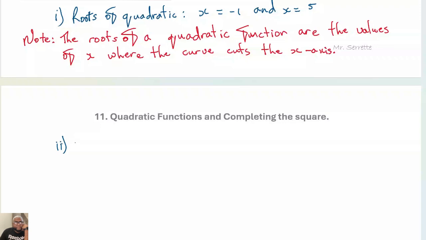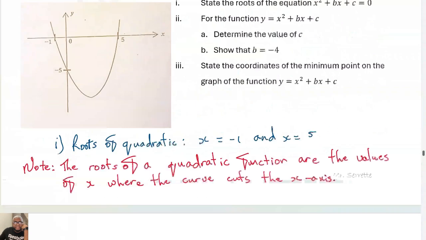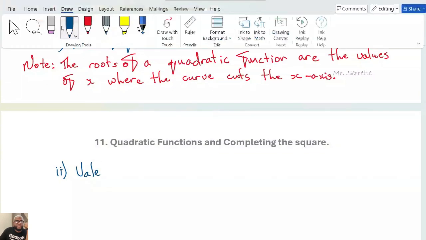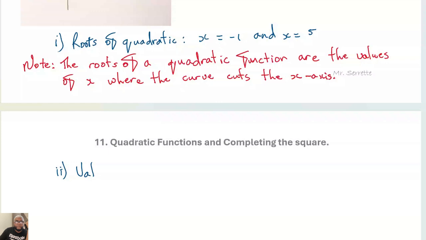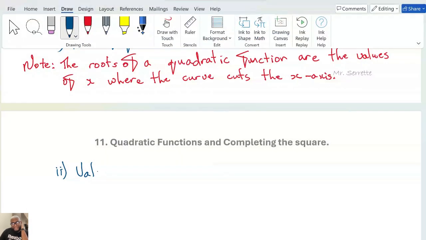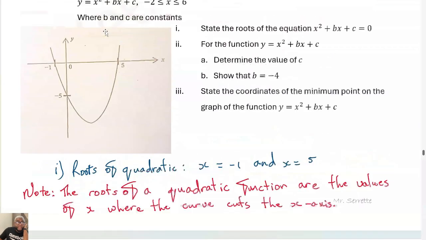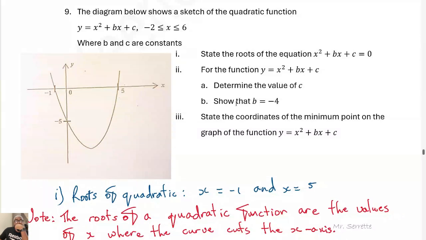All right, so let me go. Roots was part 1. The next part, they ask us to determine the value of c. So who could tell me what the value of c is? -5. Value of c would be, well, I could put c equal to -5. Everybody good there? So we have c, we have our roots. They now want us to show that b is equal to -4.